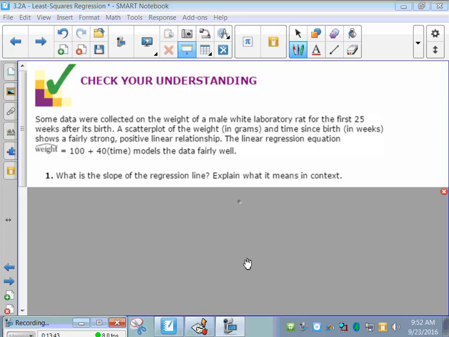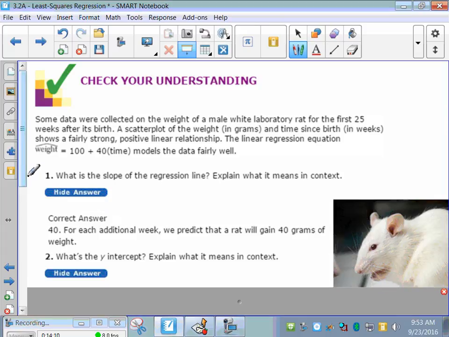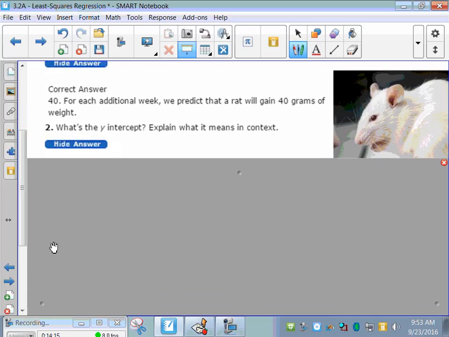Yep. Just 40. Yep. It increases by 40 what? 40. Good. That's right. For every 1 week the rat's alive, its weight increases by 40 grams. Okay? So the slope is not like grams per week? Nope, just your y. Yep, because it's like always over 1. So yeah, just your y.